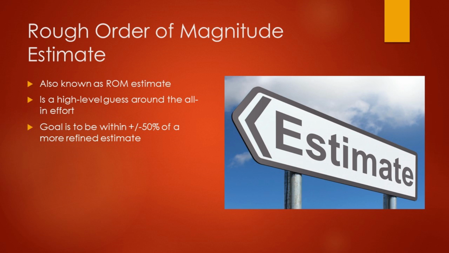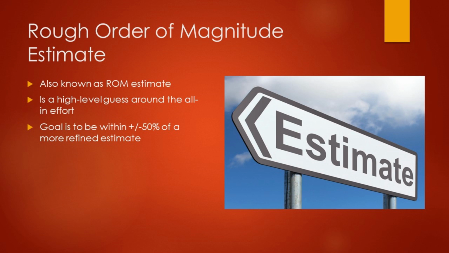Rough order of magnitude estimate. A rough order of magnitude estimate, or ROM, is a high-level guess around the all-in level of effort to develop a project, plus or minus 50% based on very high-level discovery around the requested deliverables. This number should be generated after discussions with the necessary technical people who can look at the high-level deliverables and, after doing a small amount of further digging, supply a spitball number associated with development for that deliverable. From there, you need to factor in time for project management, testing, and deployment, and also add any necessary contingency.